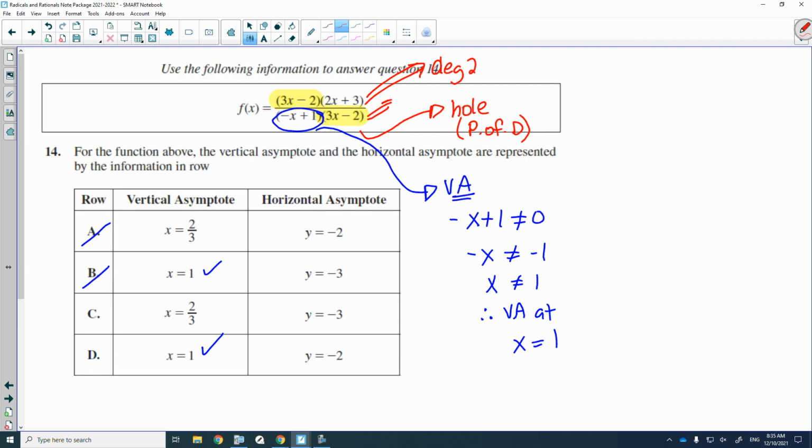In the denominator, what would that be if you were to expand this? It would be a degree 2 as well, yes, because negative x times 3x would be negative 3x squared. So that guy's a degree 2. The degree of n(x) is equal to the degree of d(x).